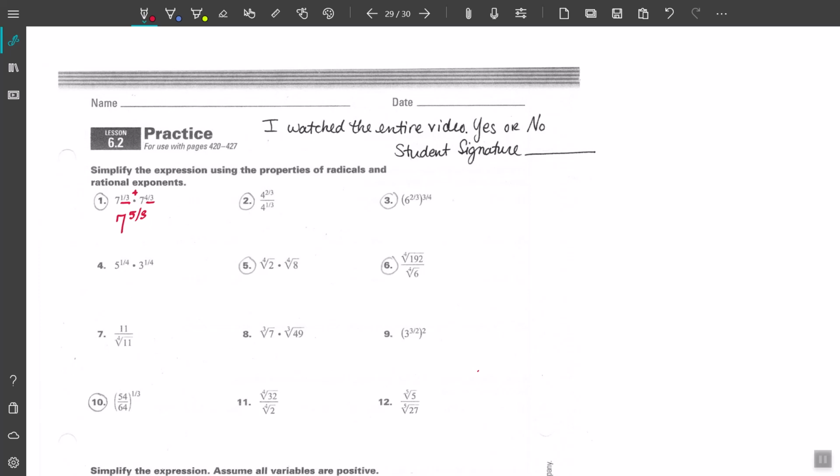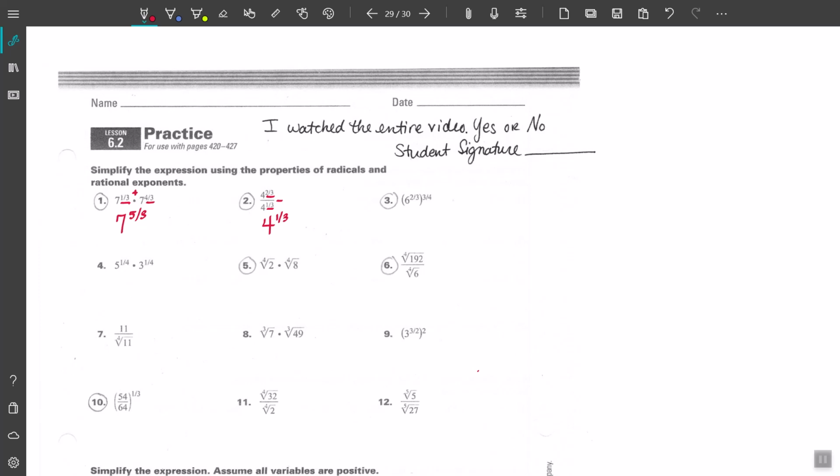On number two, we have two exponential expressions, both with the same base. This time we want to divide them, so we're going to follow those rules, which just say to rewrite the base and then subtract those exponents. So we're going to take 2/3, subtract it from 1/3, and that will give us 1/3. So our exponent then is 1/3. So we end up with 4 to the 1/3.